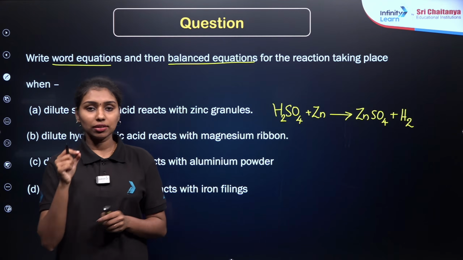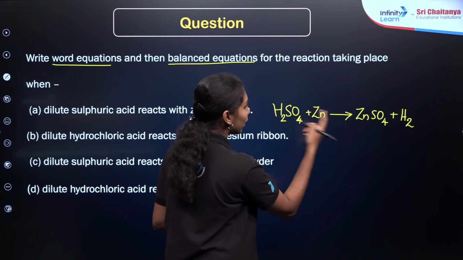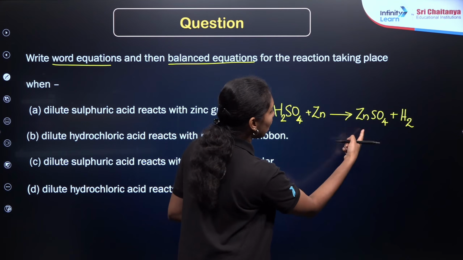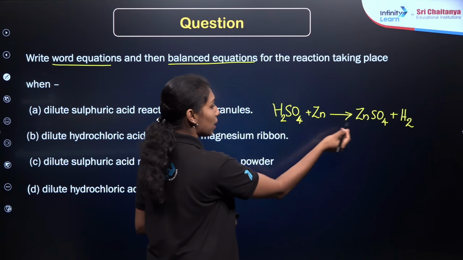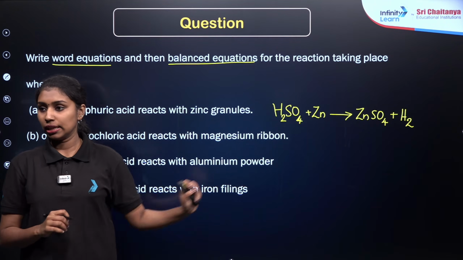Word equation means you can give it in words also, otherwise this will be the same. Then you can give the balanced equation, right? How can we balance it here? It's already balanced, right? Zinc is already balanced, sulfate is already balanced, and hydrogen is also balanced. So this is a complete balanced equation for the first reaction. Is that clear?